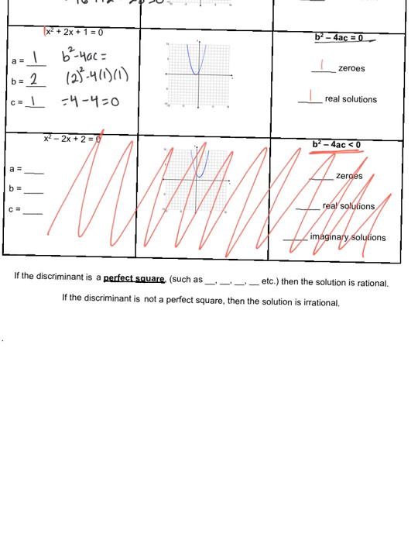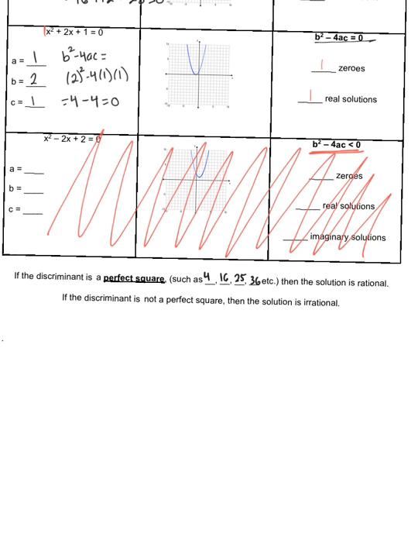Looking at the bottom, if the discriminant is a perfect square, so a perfect square is something like 4, 16, 25, 36, and so on. If you take the square root of those numbers and you get a whole number back, that's a perfect square. Then the solution is going to be rational.